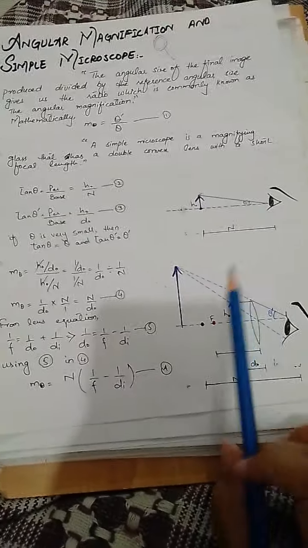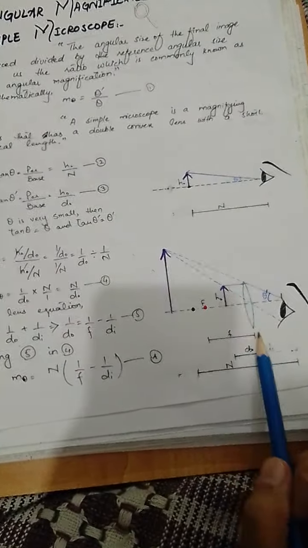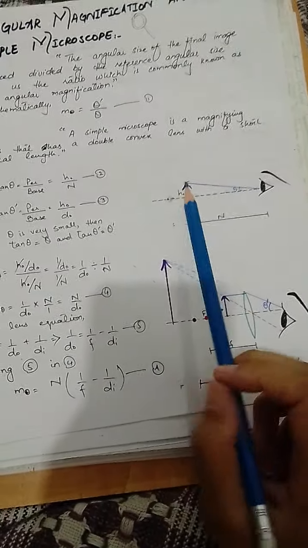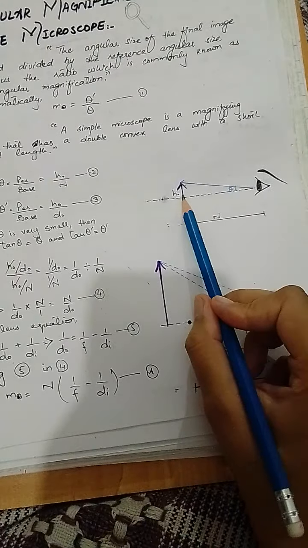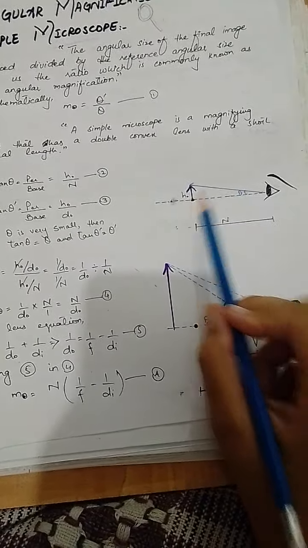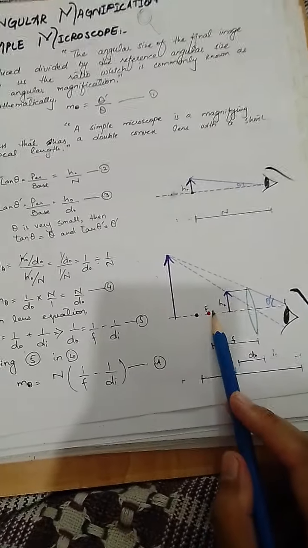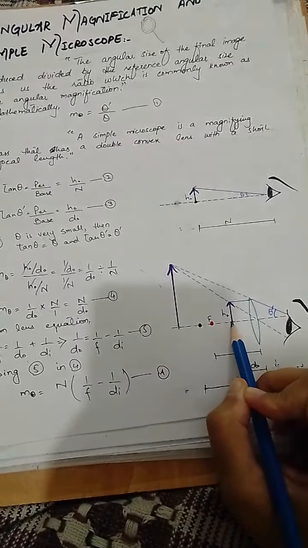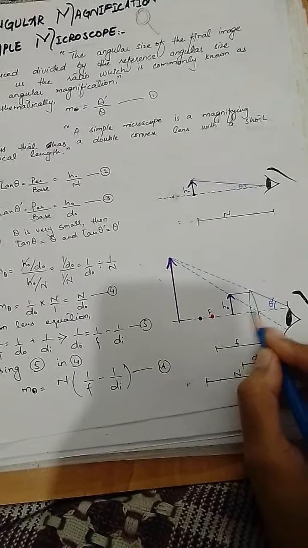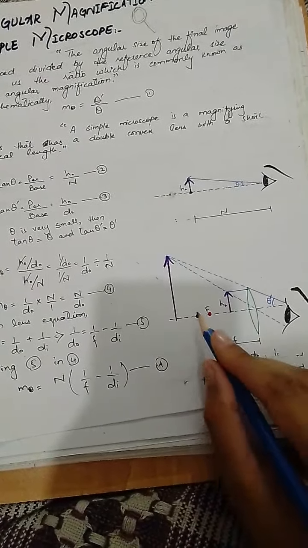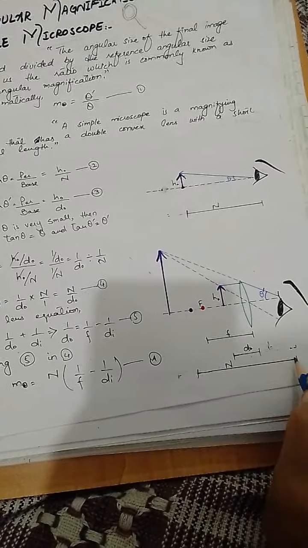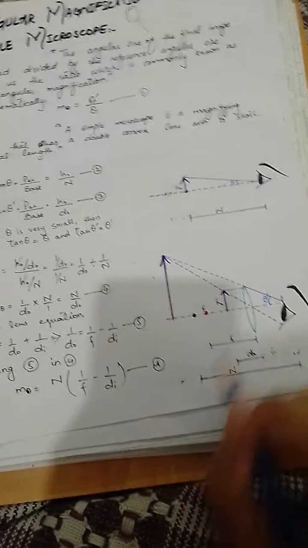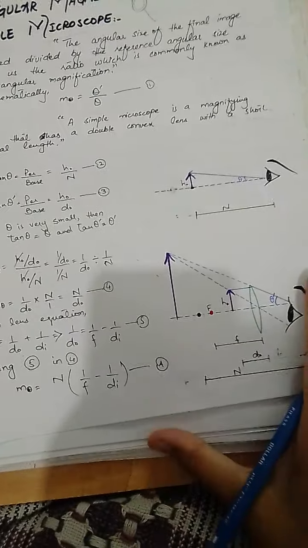But what happens if we put a magnifying glass, or simply a convex lens, over here? Before, the object was placed at the near point of the eye, but here we are going to place the object halfway between the lens and the near point. The near point is at distance N from the eye, and the object is halfway between the near point and the lens.